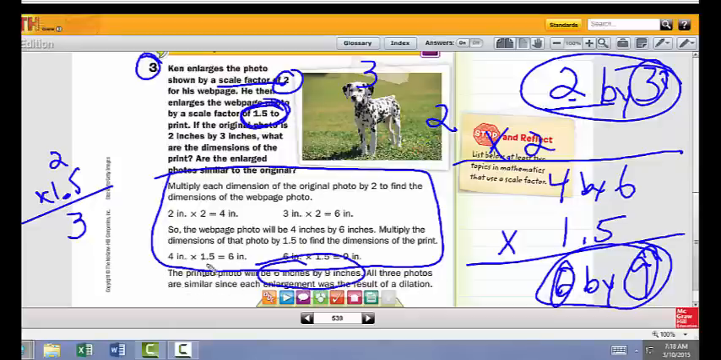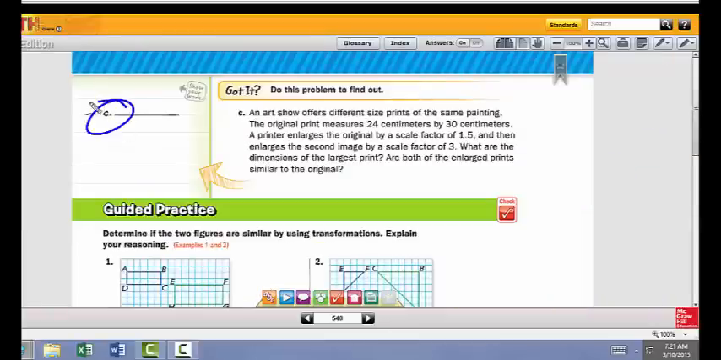All three photos. Another thing they asked you, are the enlarged photos similar to the original? And your answer would be yes, of course they're similar because we used a dilation. Please press pause and do letter C.